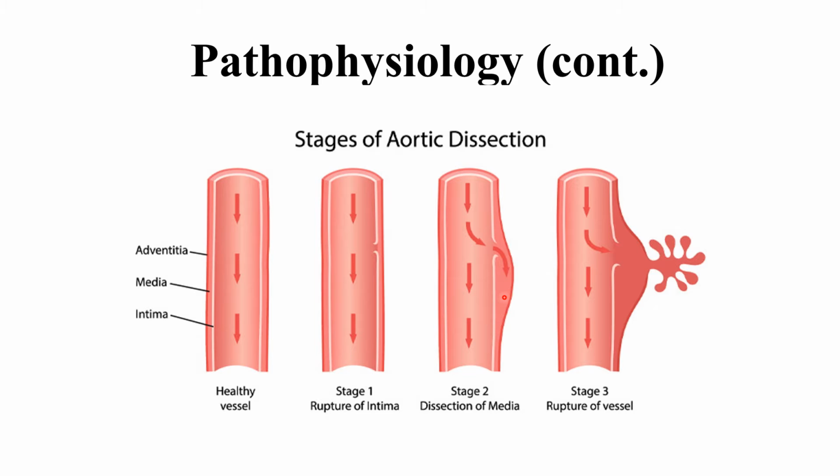Additionally, the accumulation of blood between these two layers is called the false lumen. So we have the true lumen right here and the false lumen right here. And the true lumen tends to be smaller than the false lumen. In some serious cases, the false lumen can escape into a nearby region when the aortic wall is disrupted.